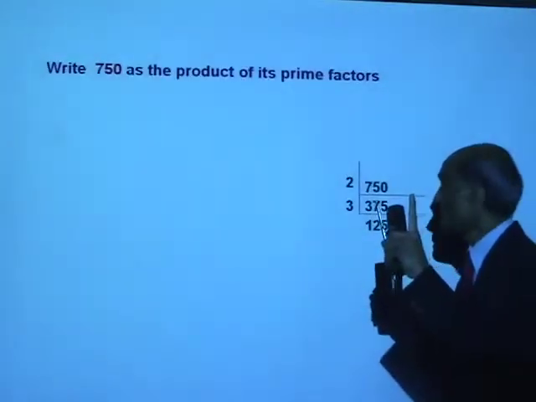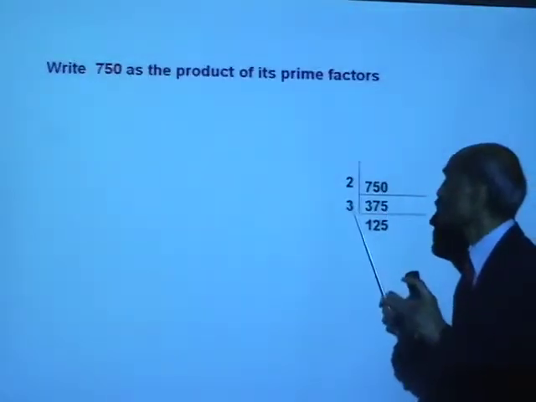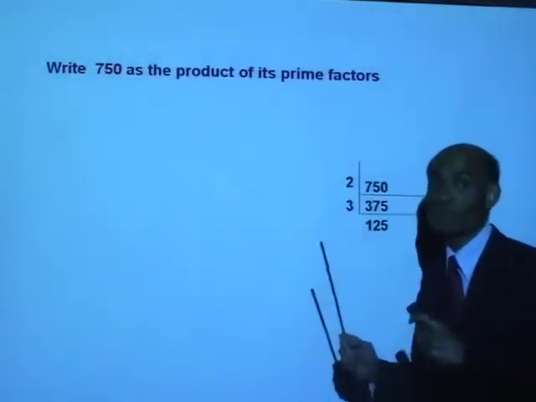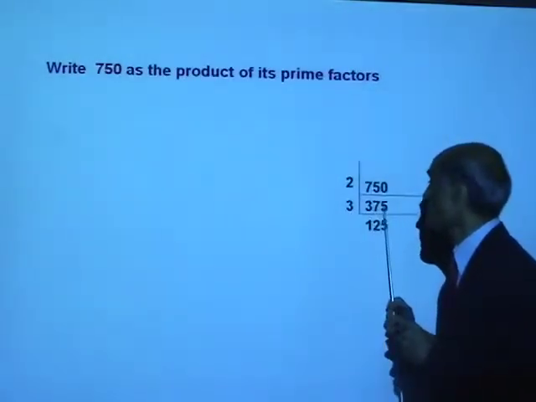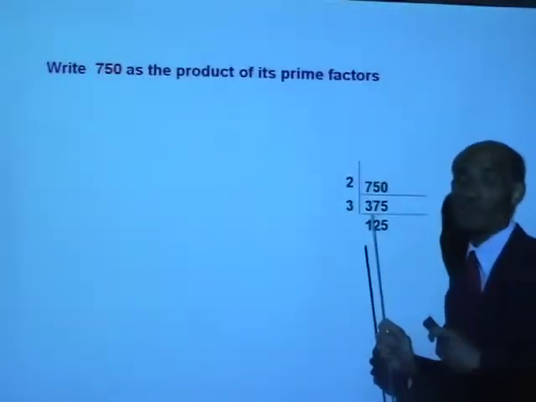Remaining 1. 1 and 5 is 15. And 3 goes in 15 5 times. Are you following what I'm doing? So 375 divided by 3 is 125.